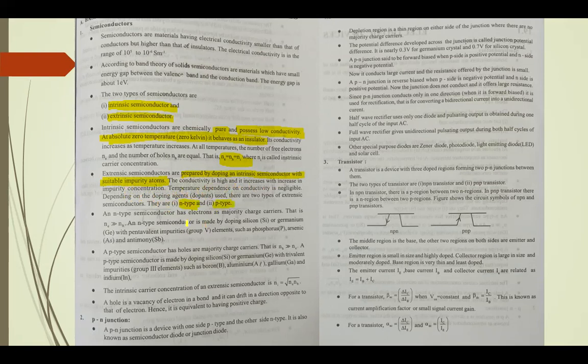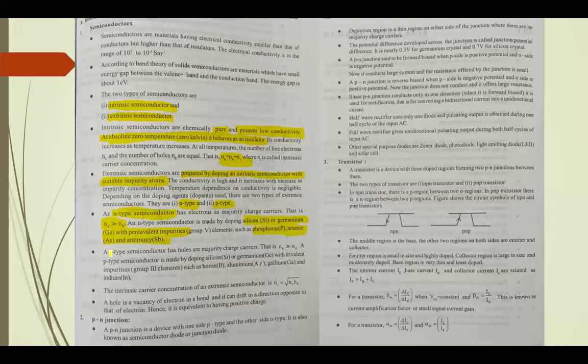What is N type? In N type, the number of electrons will be more than the number of holes. An N-type semiconductor is made by doping silicon or germanium with pentavalent impurities like phosphorus and arsenic. Using these impurities, you are going to make the N-type semiconductor.